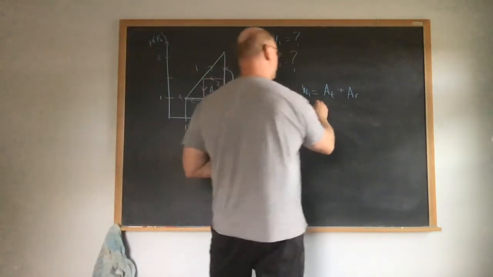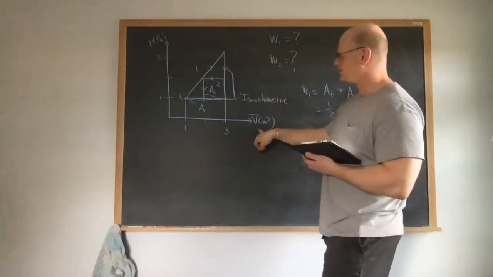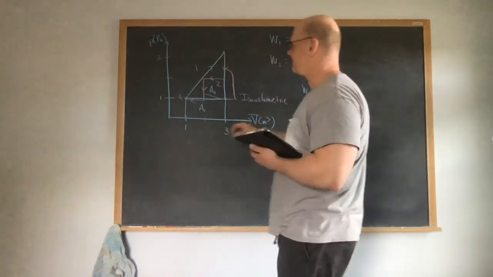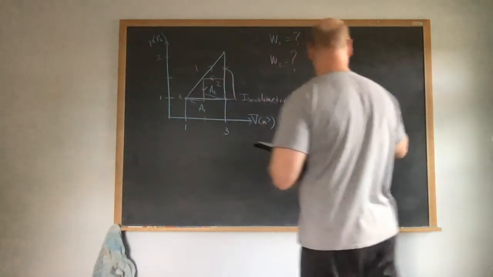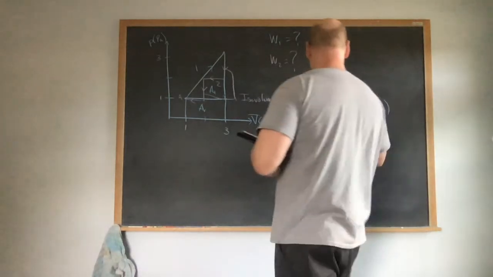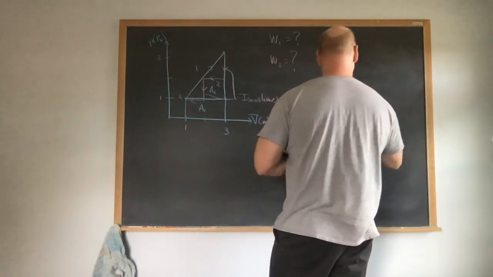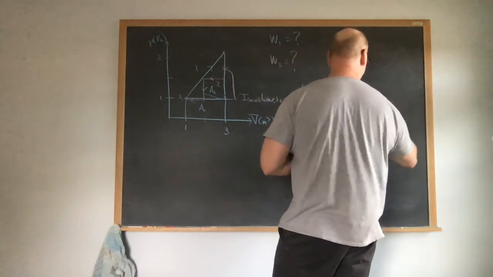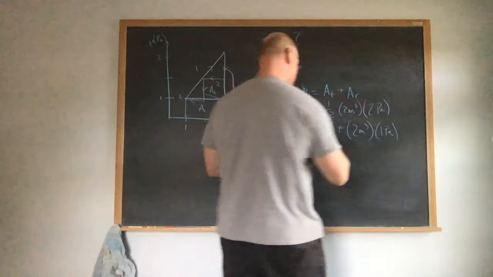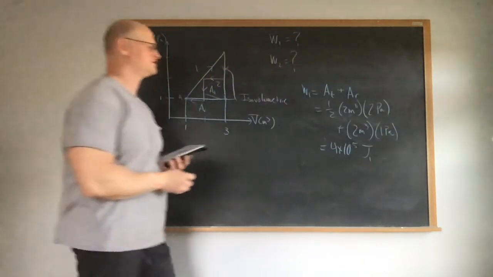So for the triangle, we know this is going to be equal to 1/2 the base. Our base in this case is simply going to be 3 minus 1, which is 2, so that's 2 meters cubed, times the height, which is also 2, and this is going to have units of pascals, plus that of the rectangle, so it's going to be the base, which is also 2 meters cubed, times the height, which is simply 1 pascal. So multiply this through, and what I find is that this is equal to 4 times 10 to the 5th joules, because that's a work. Right?